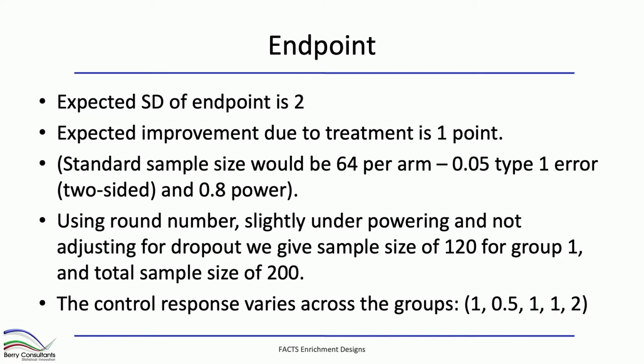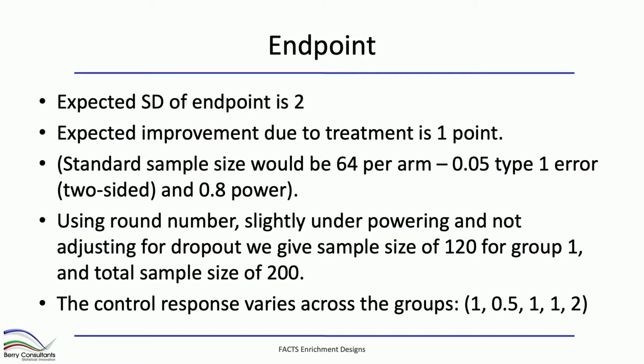So we're going to allow our principal group to have a sample size of 120 and a total sample size for the whole trial of 200. So we're going to give 20 to each of the smaller subgroups. So the smaller subgroup sizes are in proportion to the expected size of the subgroups in the population.